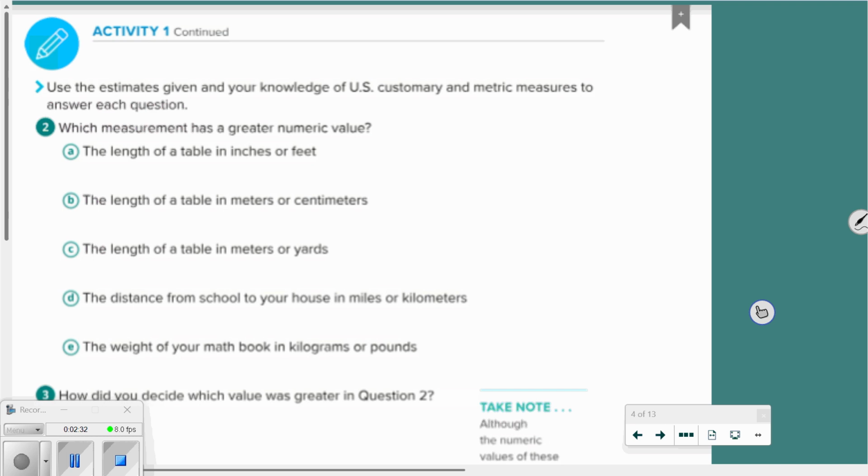If I measured a table in feet and in inches, which one would have a higher number? Inches. Why inches? You're right, but can you say it a different way? Yes, a foot is 12 inches, and it's basically foot times 12. Okay, can anybody say it a different way?